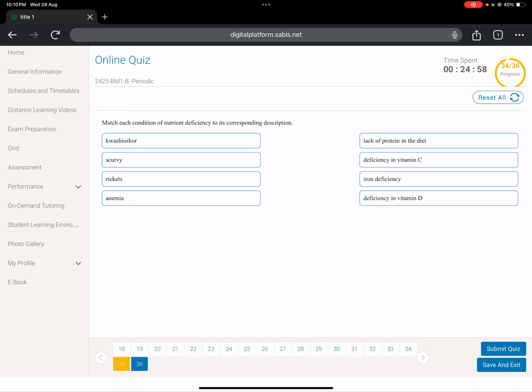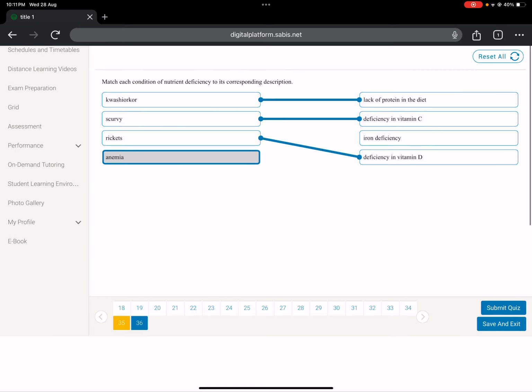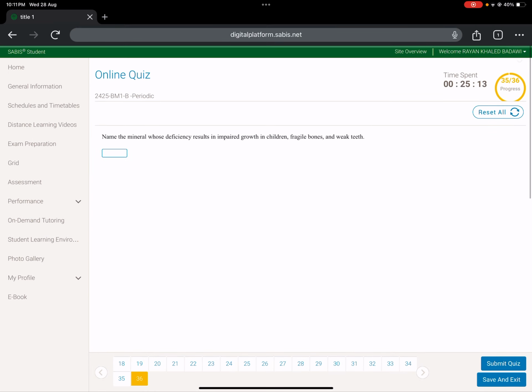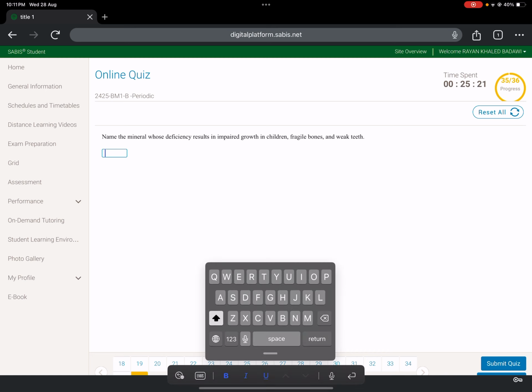Now we have to match the condition to the nutrient deficiency. Kwashiorkor is a lack of protein, scurvy, lack of vitamin C, rickets is a lack of vitamin D, and anemia is iron deficiency. Name the mineral whose deficiency results in impaired growth in children, fragile bones, and weak teeth. The mineral, so it's going to be calcium.